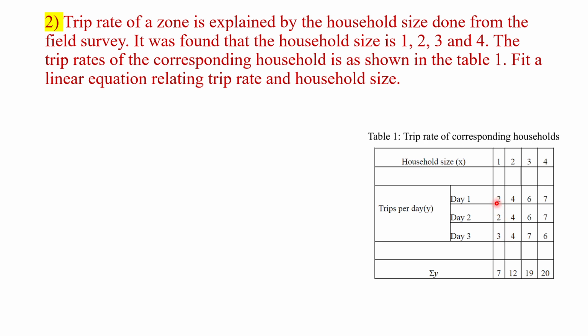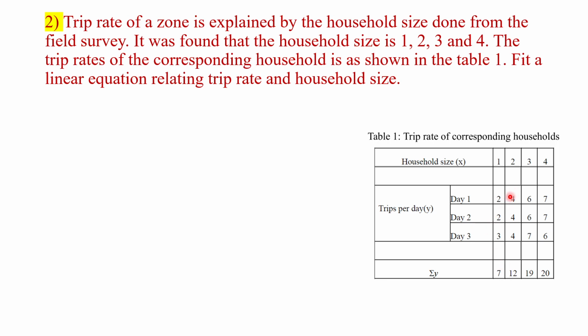So we cannot take 2, we cannot take 3. Instead, we have to take the average of all these things. How can we find the average? We will sum up and divide it by the total number of data sets. So here we have 3 sets of data and sum up.